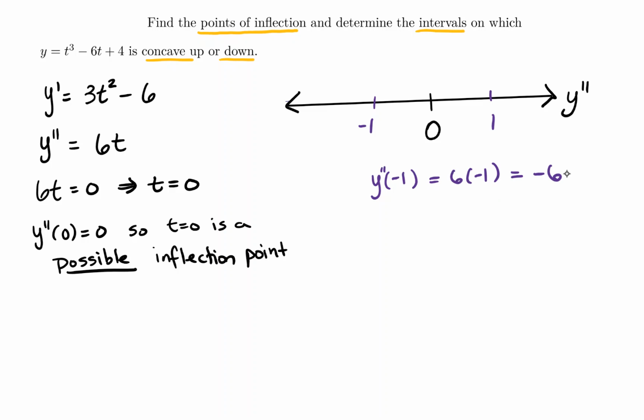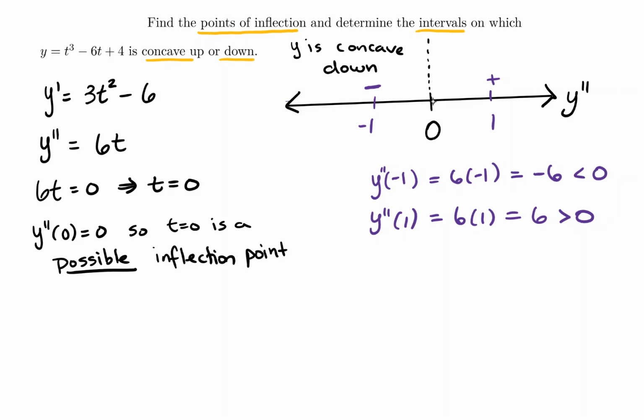So at -1, the second derivative is -6, which is definitely less than 0. So the second derivative is negative there. The second derivative evaluated at 1 is 6, definitely a positive value. And then the conclusion is, since the second derivative is negative on the entire interval from -infinity to 0, we would know that the original function y is concave down on that interval. Since from 0 to infinity, the second derivative is always positive, we would say that the original function y is concave up on that interval.